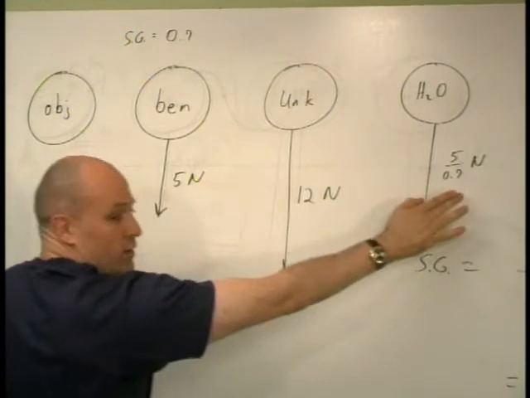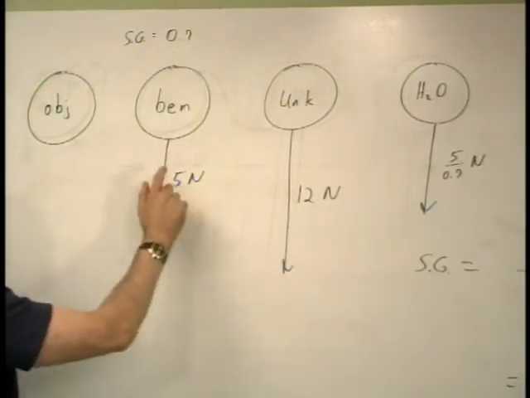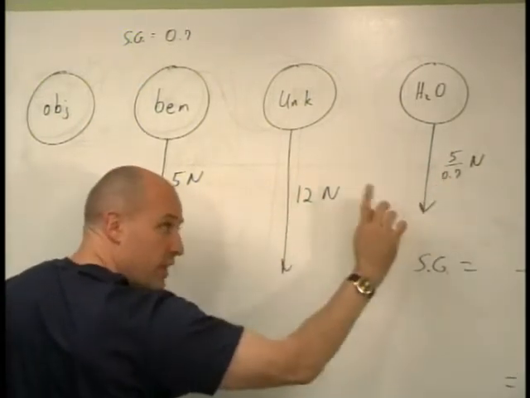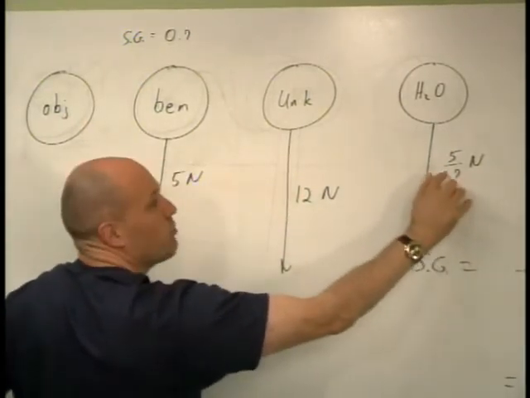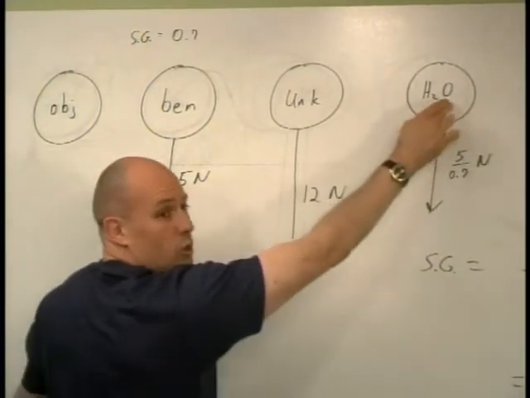Remember how I got the specific gravity over here? I said if the specific gravity were 2, then this is twice as heavy as water, so I'd divide by 2. It'd be 5 over 2. It's not 2, so I get rid of the 2, and I say it's really 0.7. There's my buoyant force if this object were placed in water.